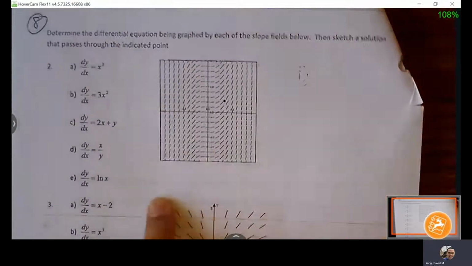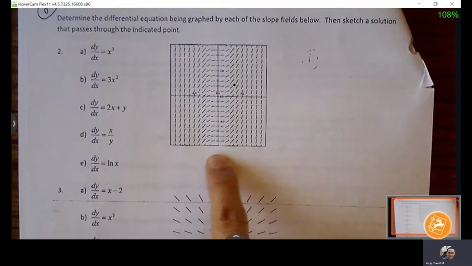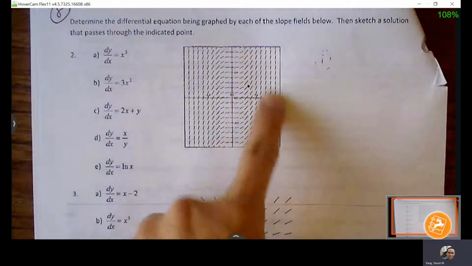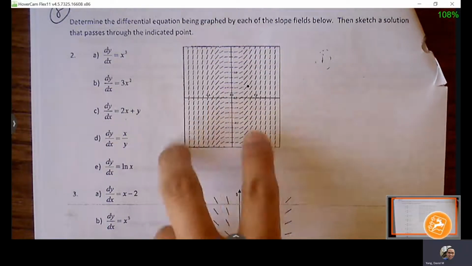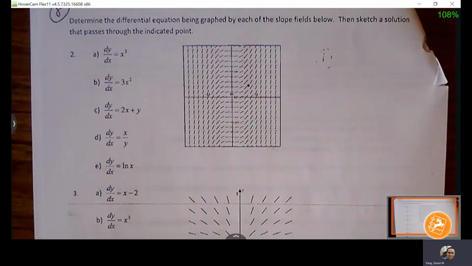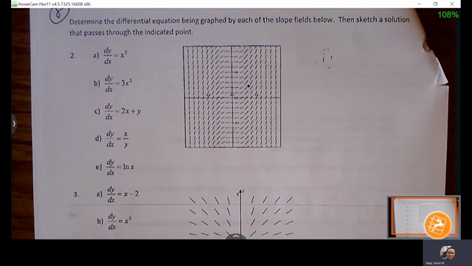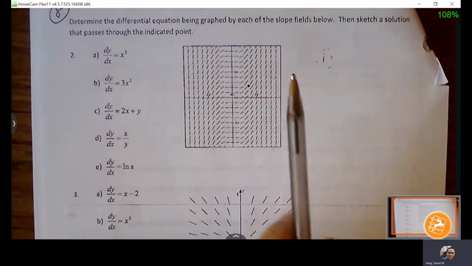Now this is a filled out slope field. You can see that we never want to create this from scratch, but if you're given a fully filled out slope field, you're able to see a potential graph a lot more easily, and I'm going to help lead us to that point. It says, determine the differential equation being graphed by each of the slope fields below, then sketch a solution that passes through the indicated point. So you see all these short line segments through given ordered pairs here.